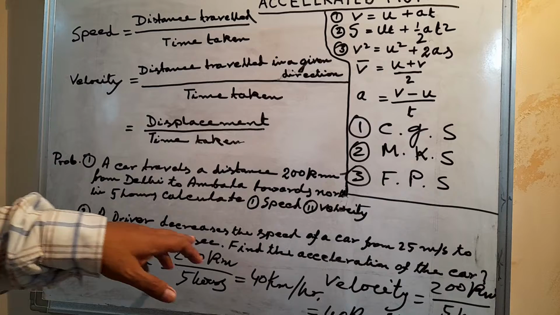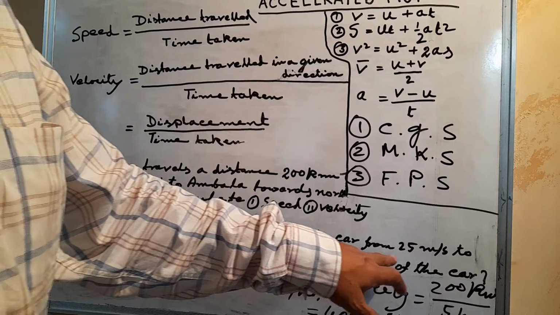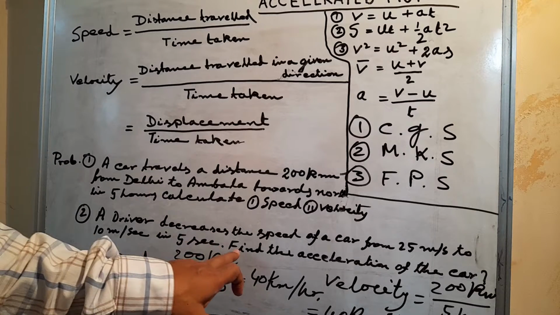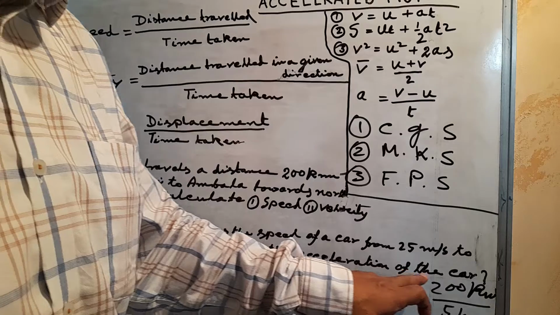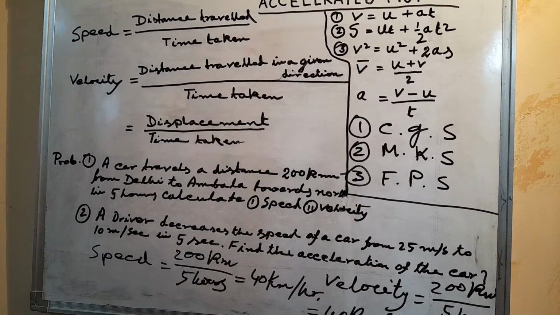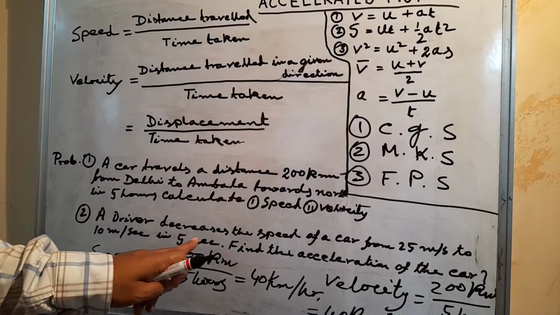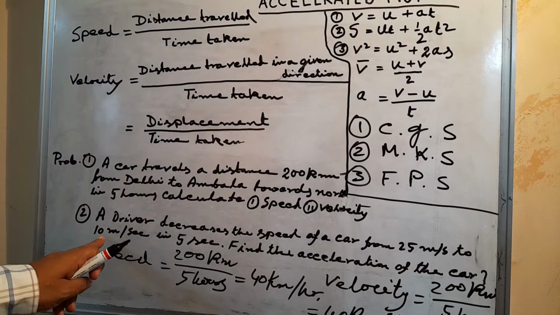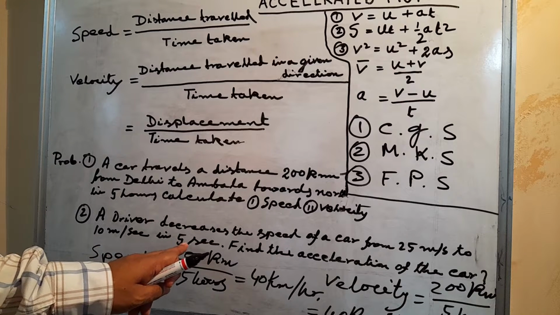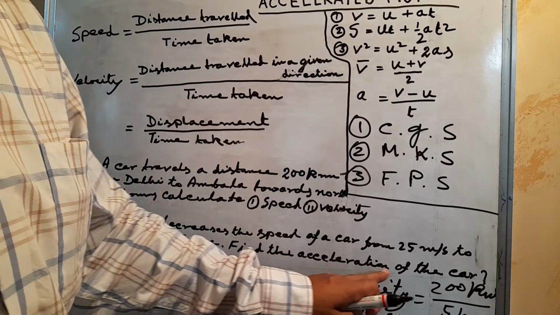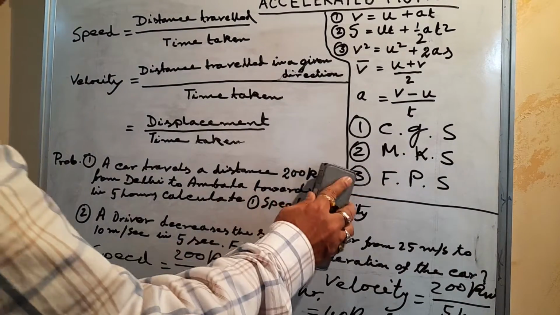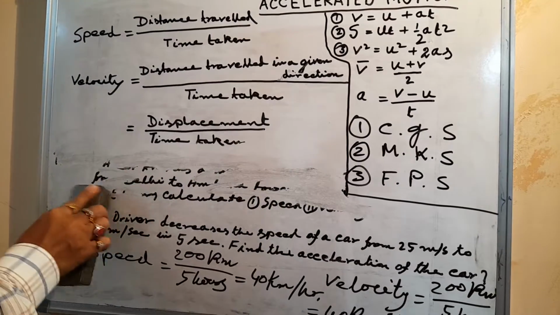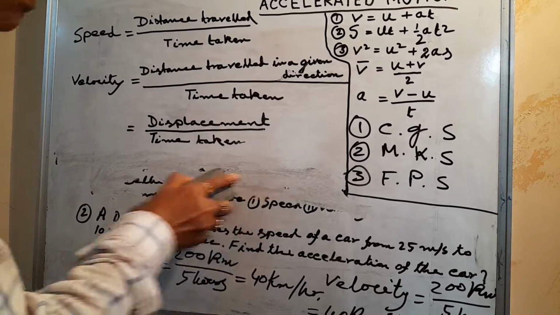Next, a driver decreases the speed of a car from 25 meter per second to 10 meter per second in 5 seconds. Find the acceleration of the car. Now we will calculate this problem.